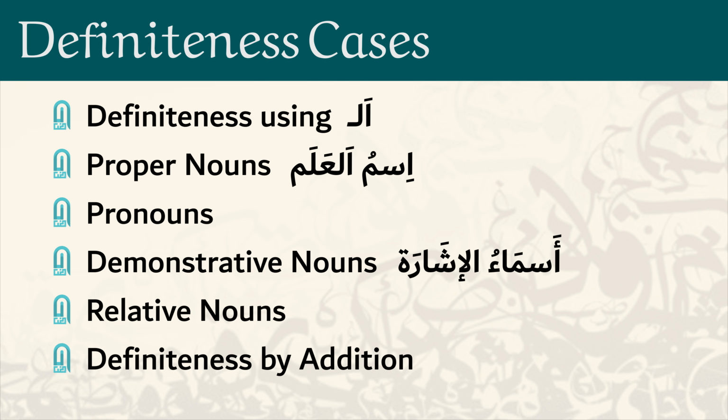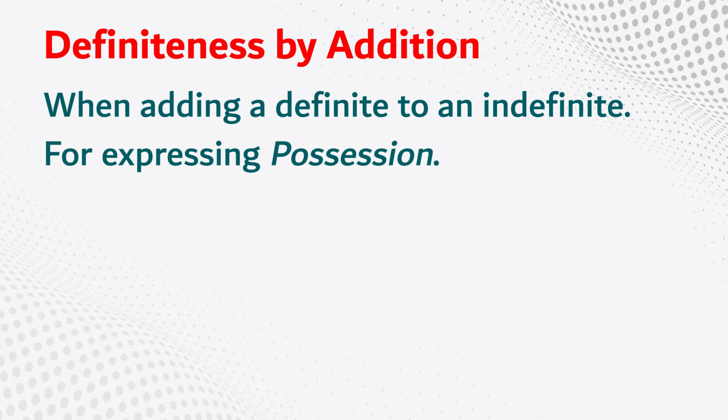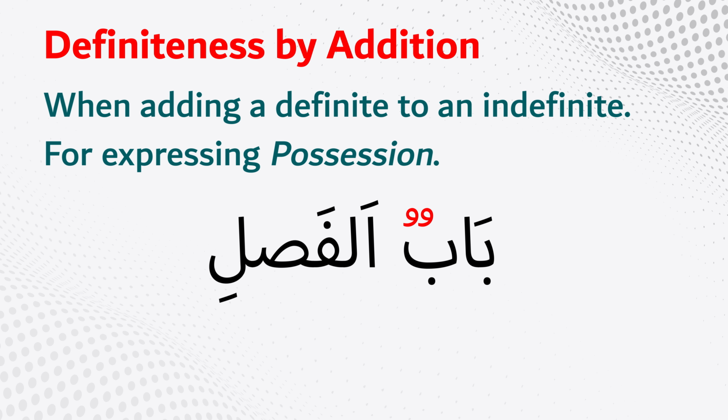Finally, definiteness by addition. التعريف بالإضافة. This is happening when we add a definite noun to an indefinite one. And in most of the cases, it's for expressing possession. Like this word, باب, a door. It's indefinite because it has tanween and it is not one of the definite categories we listed above. We can make it definite by adding another definite noun, like باب الفصل, the class door or the door of the class. And we have to adjust the tanween to be a single fatha.